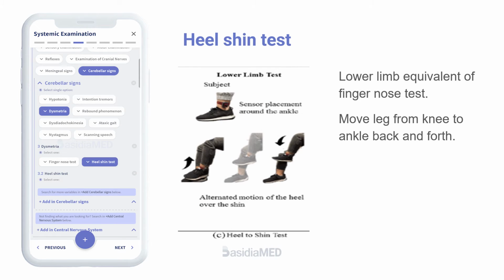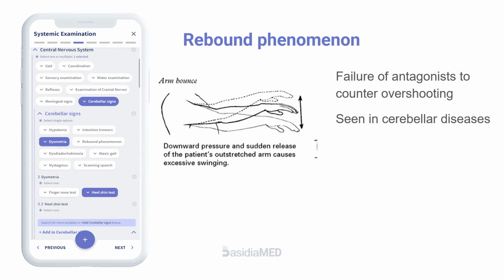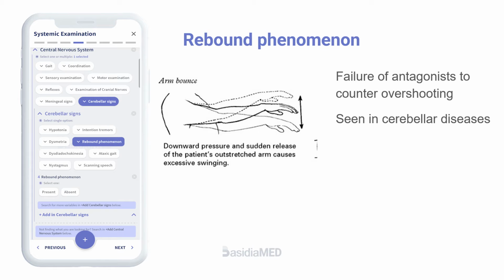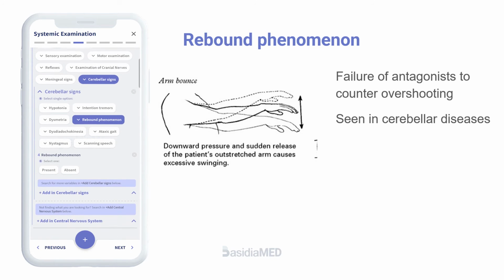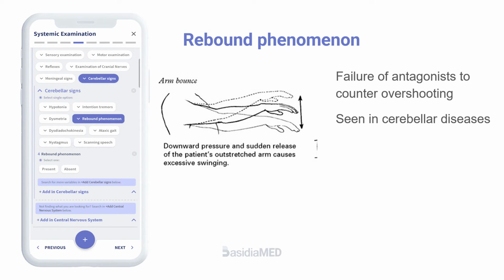Heel-shin test is the lower limb equivalent of the finger-nose test. With the patient lying supine, ask him to place his heel on his opposite knee and slide his heel up and down the shin. Rebound phenomenon, or Stewart-Holmes sign, is complete failure of the antagonists to counter overshooting.